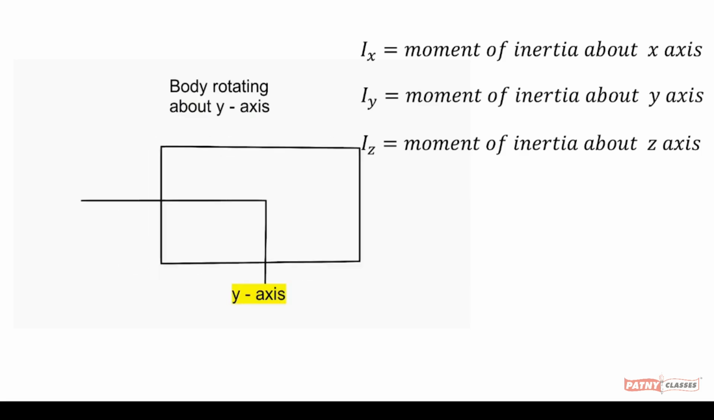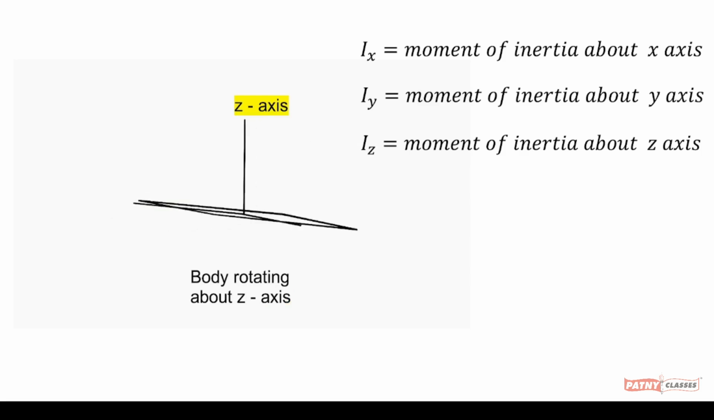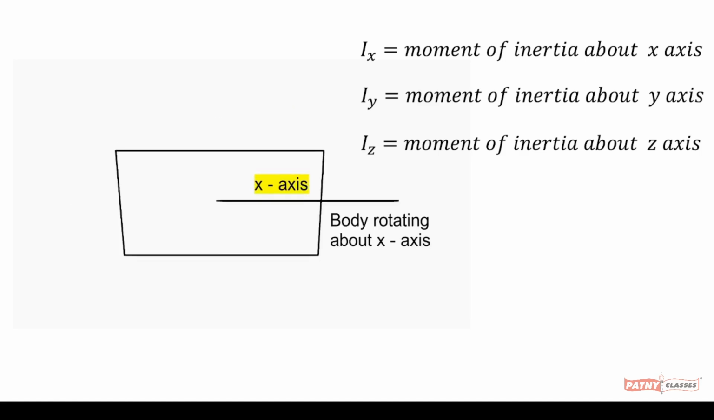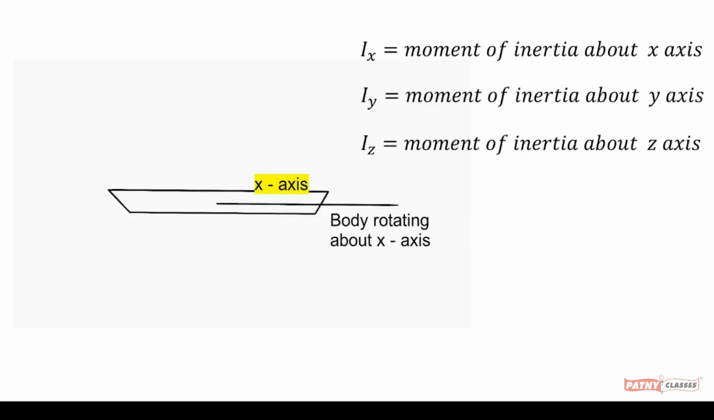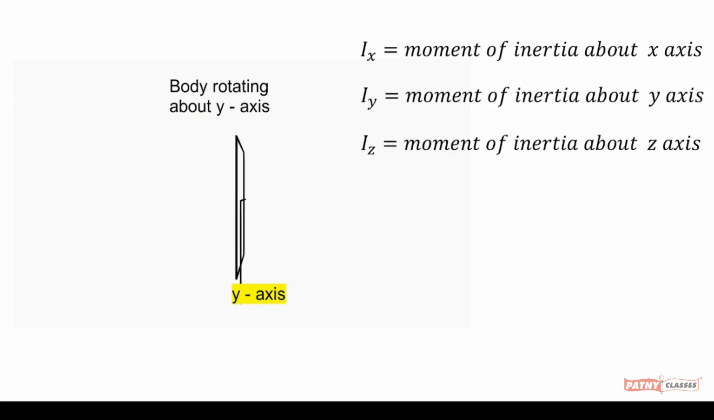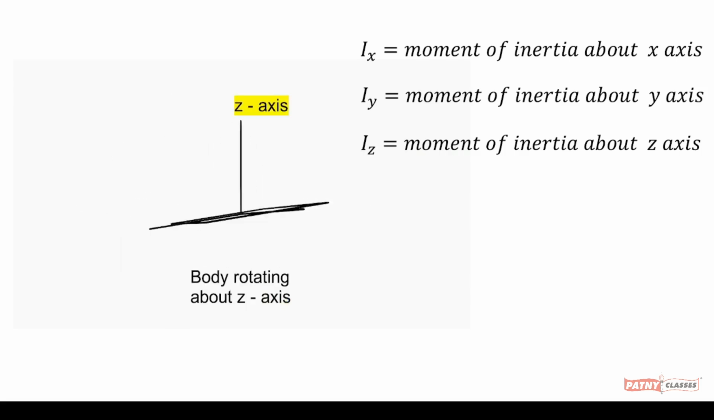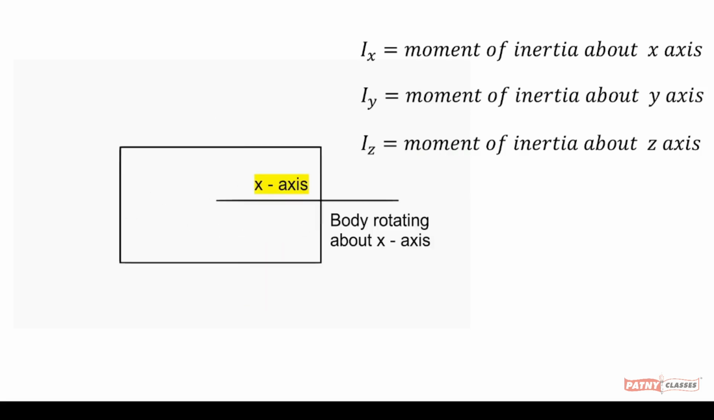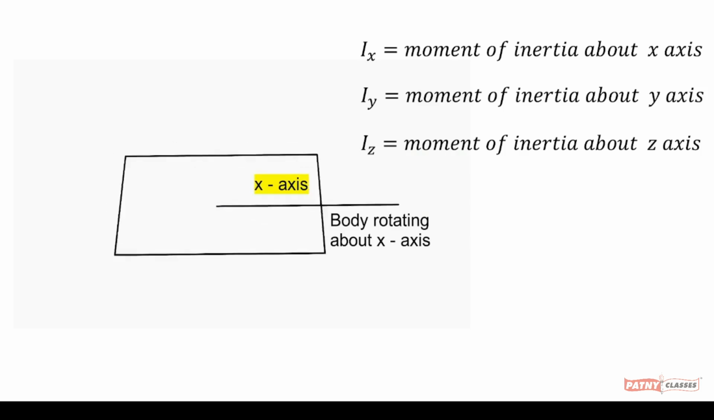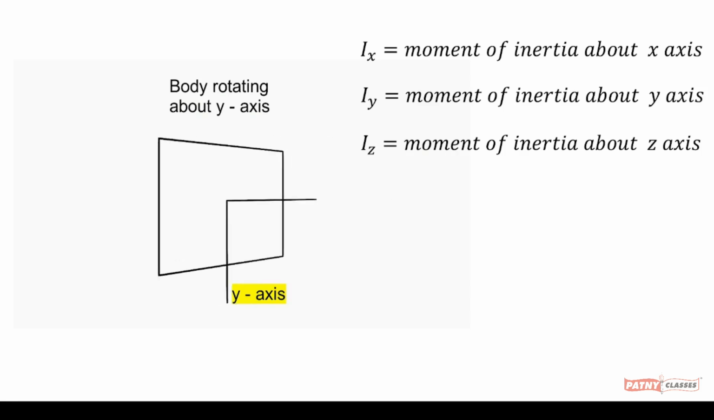Here I have shown you the three different types of rotation: the body rotating about the z-axis, the body rotating about the x-axis, and the body rotating about the y-axis. Moment of inertia about the z-axis is denoted by Iz, about the x-axis by Ix, and about the y-axis by Iy.